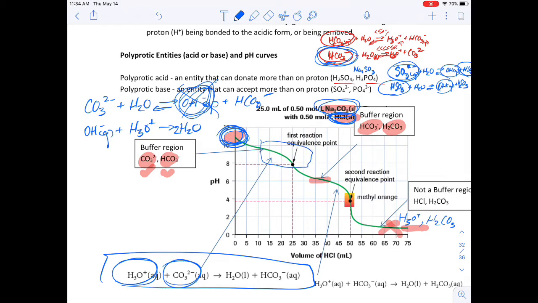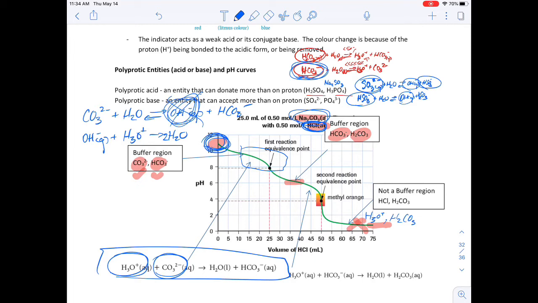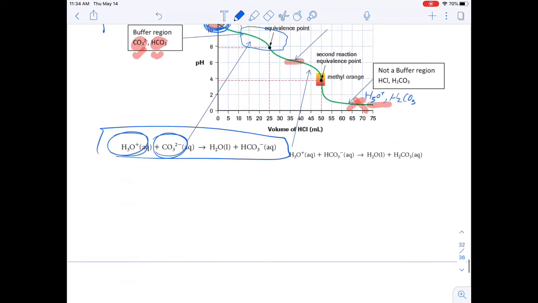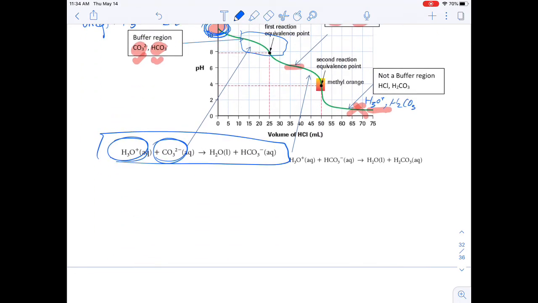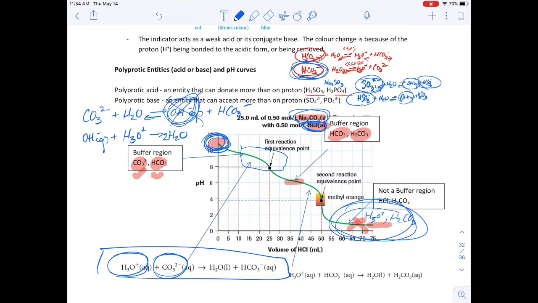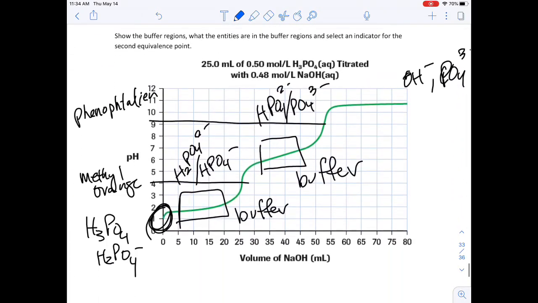Okay, so polyprotic acids tend to have more than one equivalence point, and they tend to have more than one buffer region. Almost all of these curves that we look at are going to have the tail end, because we're using either a strong acid or a strong base. Those are typically not buffering regions, even if they're flat.